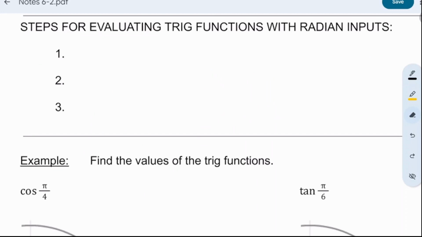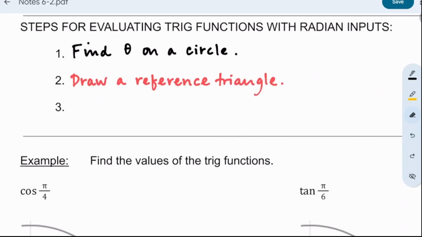To recap what we did there, and to give you a set of steps for evaluating trig functions on your own in a few minutes: first we found the location of the radian measure of the angle on the circle, so we found theta on a circle. Then we drew a reference triangle. And then from there, we just used SOHCAHTOA. It's a three-step process, and we're going to use it every time, even when they get more complicated than sine of pi over 3.